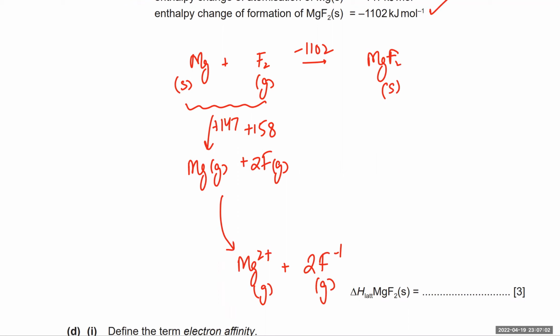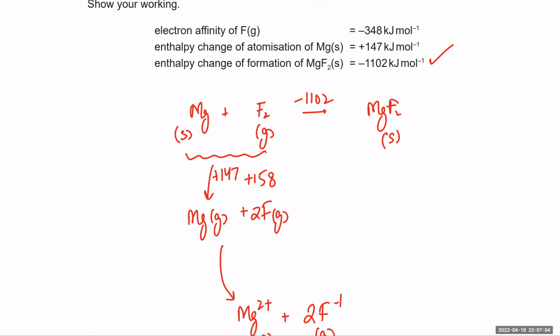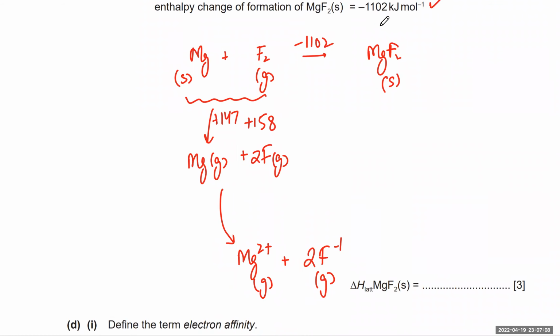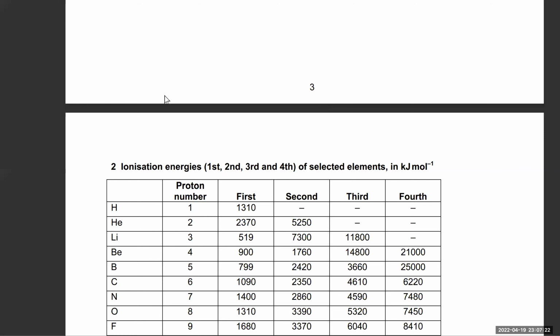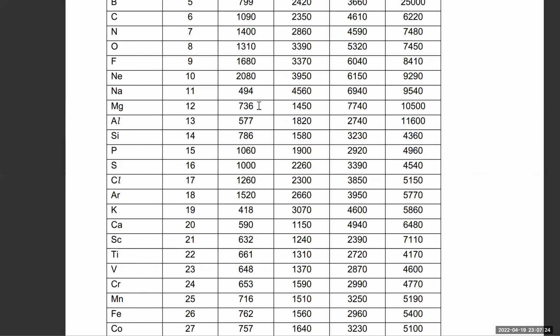So that's the electron affinity of fluorine, which is -348. So it's -348 into 2, because fluorine over here is gaining 2 electrons. Mg is losing 2 electrons as well. So you can look it up in the data booklet. So over here, you'll find Mg's ionization energy. One is 736, the other one is 1450.